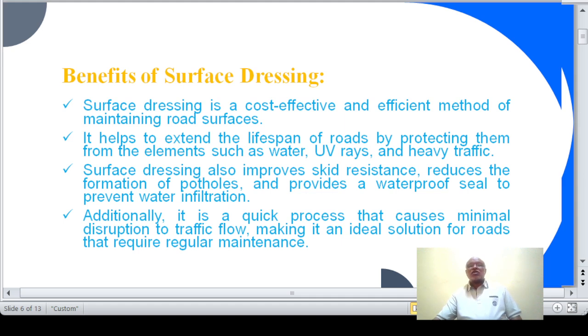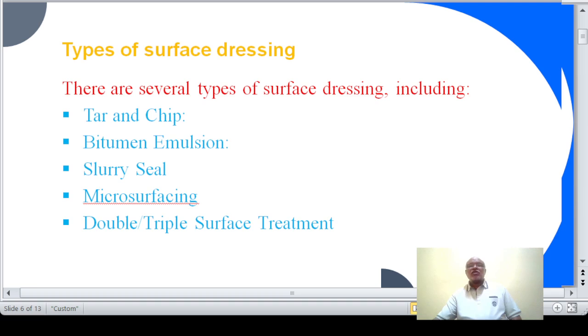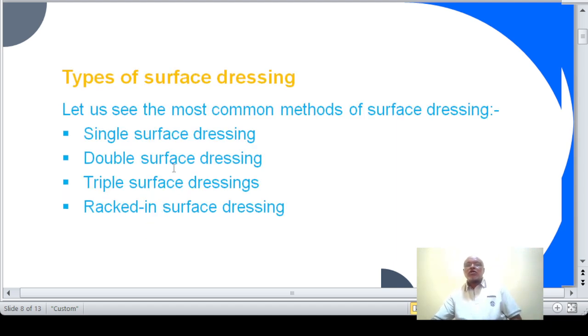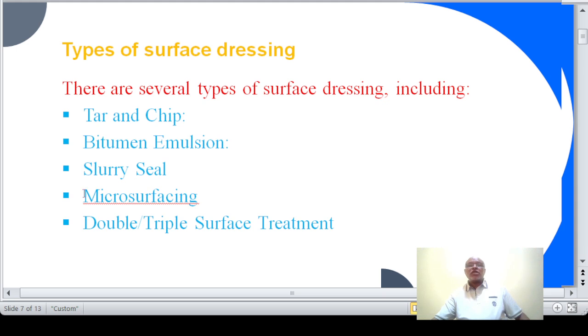Let's see the different types of surface dressing. There are several types of surface dressing techniques used to improve the quality and durability of road surfaces. Some of the most common types include tar and chips, bitumen emulsion, slurry seal, microsurfacing, and double or triple surface dressing.